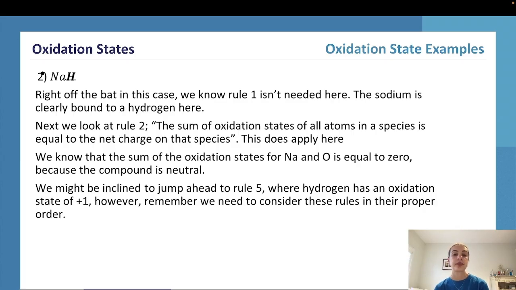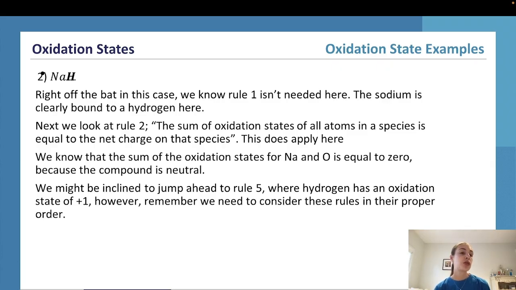And so we might be inclined to jump ahead to rule number 5, where hydrogen has its oxidation state of +1. However, we do need to consider the rules in their proper order. So we've gone to rule 2. Next, we need to consider our rules in their specific order.